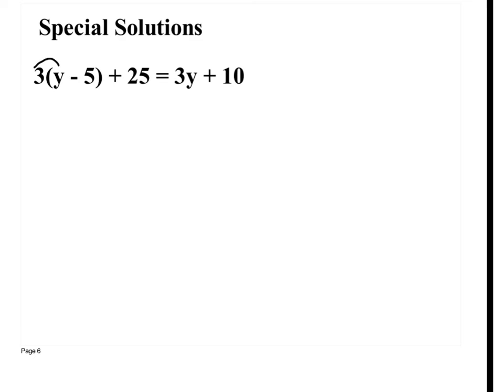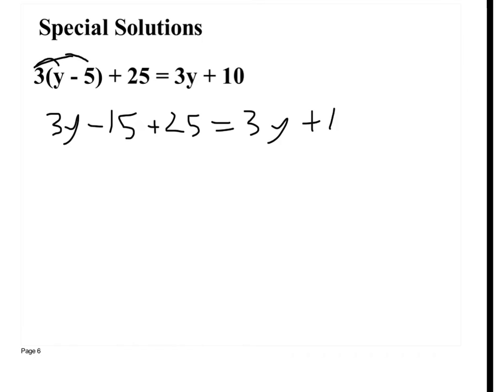But what I do is I have to distribute. I have to work out everything I got. 3y minus 15 plus 25 is equal to 3y plus 10. I have to combine like terms, which I have 15 and 25. So I add those, negative 15 plus 25, which is what? Positive 10. The bigger number was positive. So I have 3y plus 10 is equal to 3y plus 10.